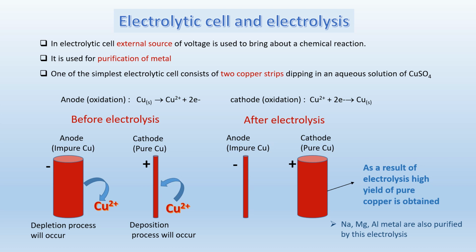The impure copper is contaminated with other metal ions, like potassium or something, and those ions will not attach to the pure copper. So you can extract pure copper with a higher yield by mass. Similarly, you can extract sodium, magnesium, and aluminium like this. If you connect the two electrodes, you have to apply a bias potential. You have to apply the overpotential to bring about the chemical reaction.